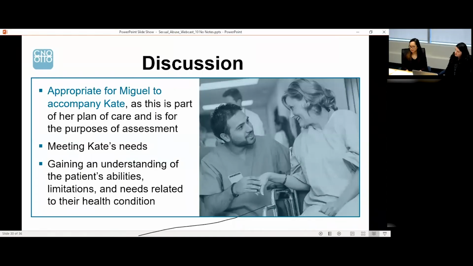In this situation, it is appropriate for Miguel to accompany Kate as this is part of her plan of care. By accompanying Kate to lunch, he is using this as an opportunity to assess how she copes in a social situation, and this is meeting her needs and not Miguel's needs. He is gaining an understanding of the patient's abilities, limitations, and needs related to her health condition, which is an accountability found within the therapeutic nurse-client relationship practice standard. When situations like this arise, nurses are accountable for ensuring that their interactions with patients serve to meet patient needs and not their own needs, and that they're consistently maintaining professional boundaries.